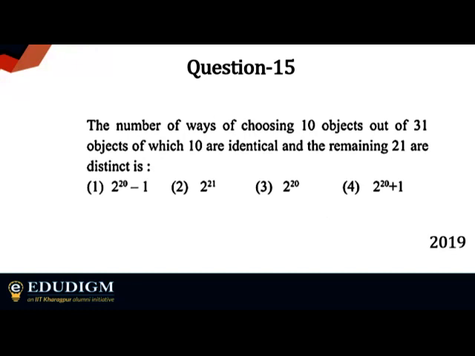So be a little careful, because whenever you have identical objects and whenever you're choosing them in totality, like in 10 objects, you know that the identical objects, they're all similar. So it doesn't really matter. So this is something you have to be a little careful about.